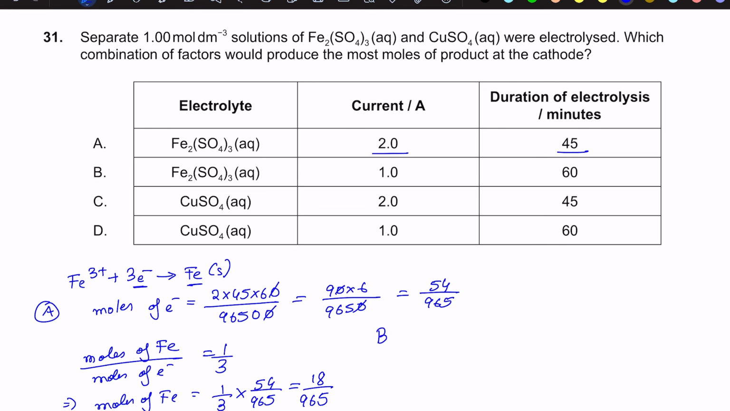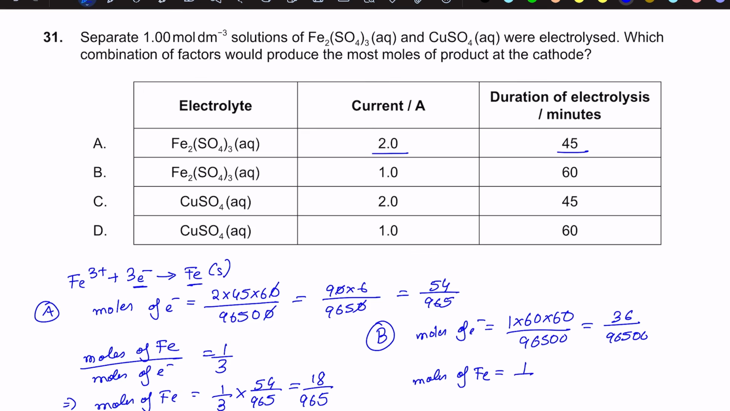Now let's quickly solve option B. Option B is also Fe, so moles of electrons will be current times time in seconds divided by 96500. So this is 36 divided by 96500, right? Moles of Fe, again by the stoichiometric ratio, is 1/3 the moles of electrons. 36 by 96500 gives you 12 by 96500, so it is 12 by 965. So obviously A has a bigger value, and we eliminate option B.